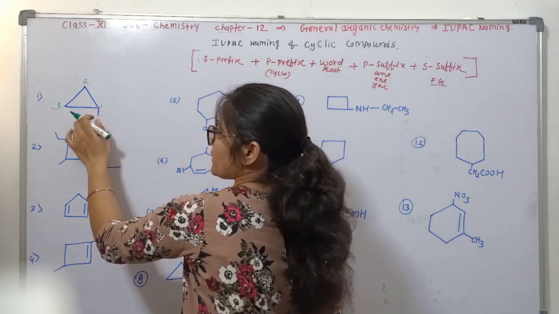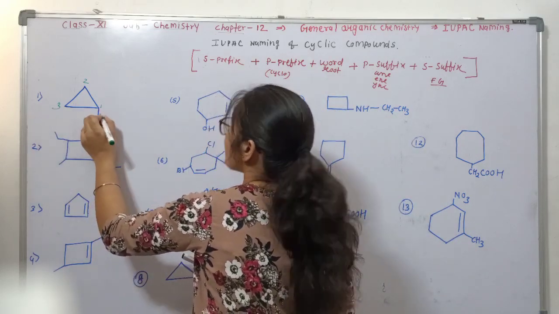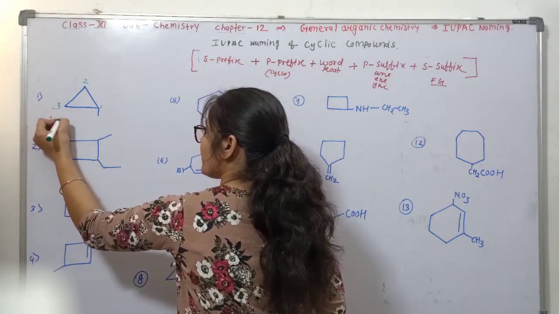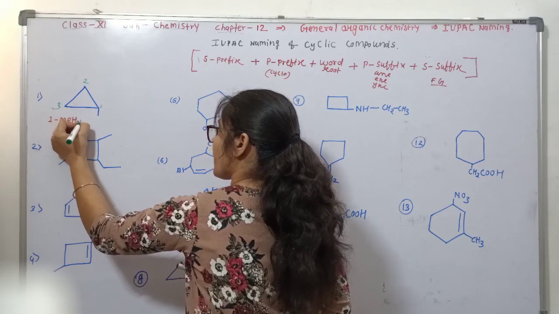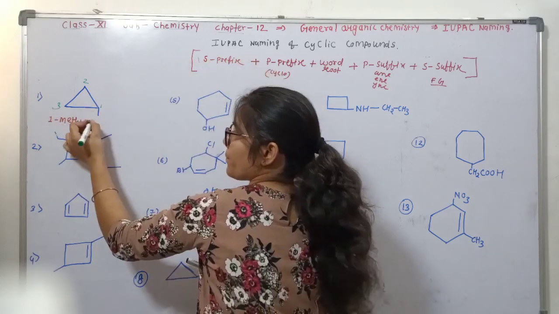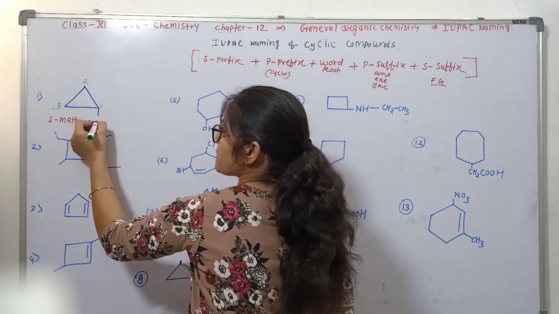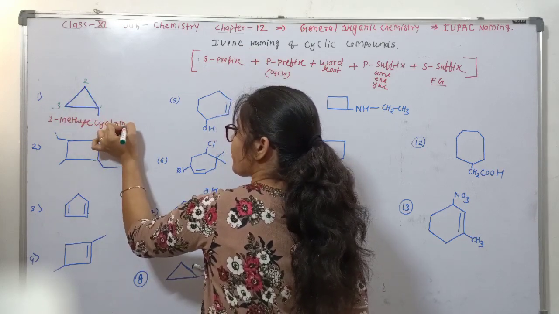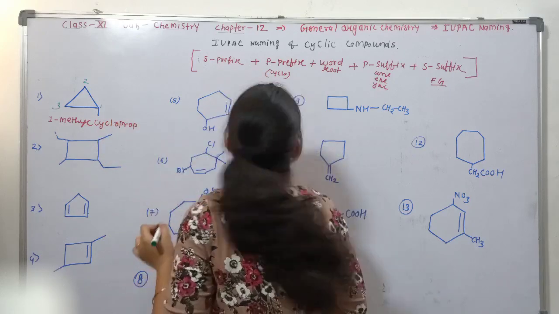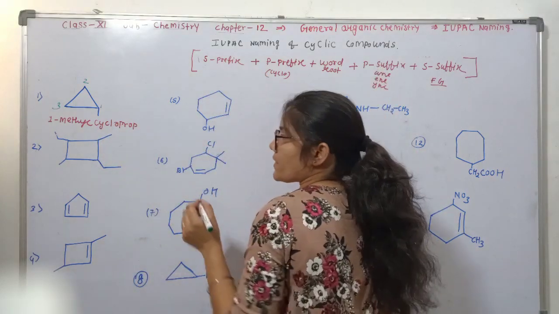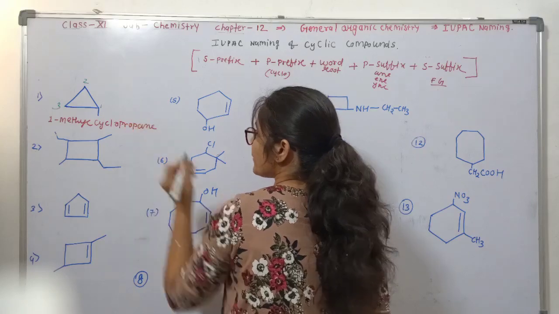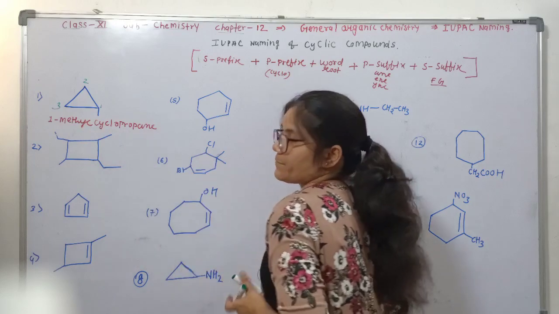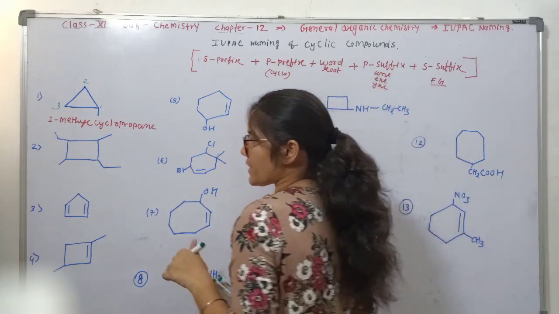Naming. It's a 3. So we have an S prefix for methyl group, that will be 1-methyl. Primary prefix cyclo, word root prop, primary suffix ane, no secondary suffix. 1-methylcyclopropane. Clear? Now see the next one.